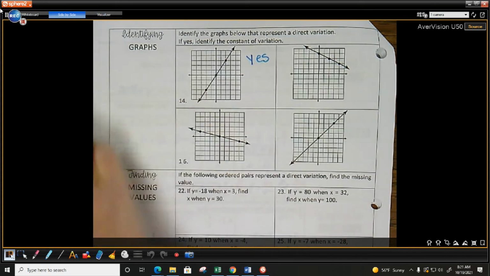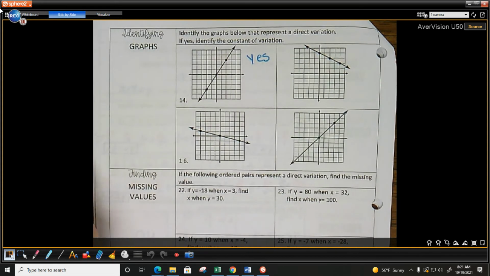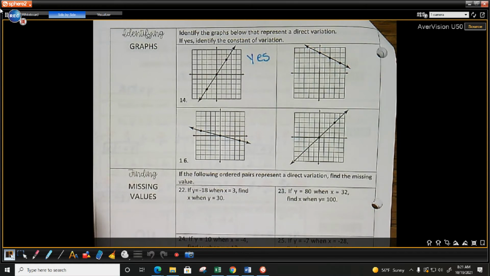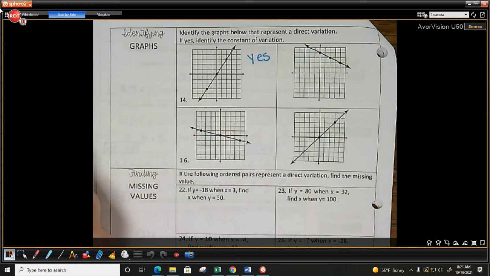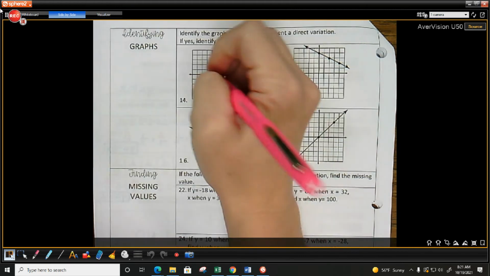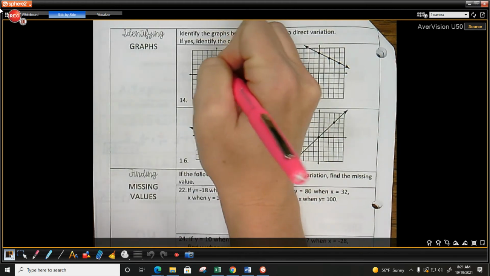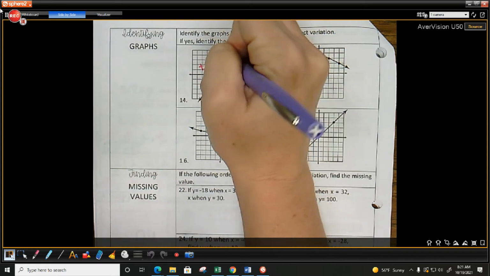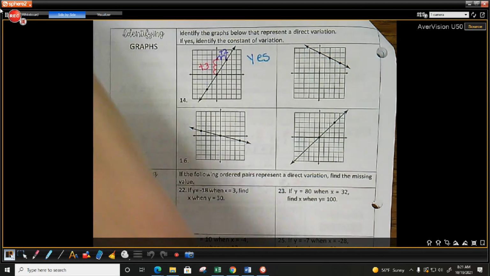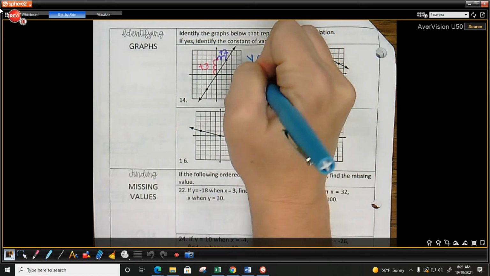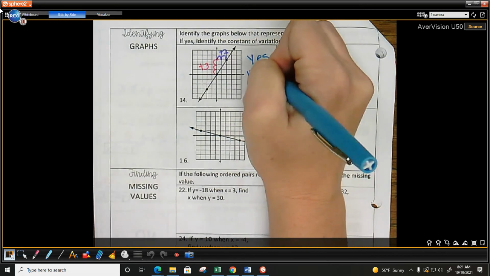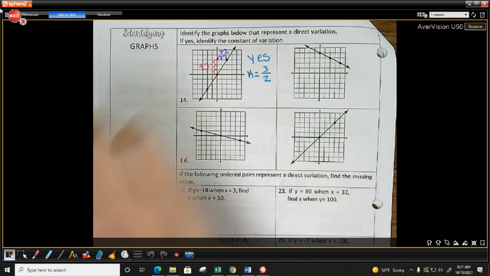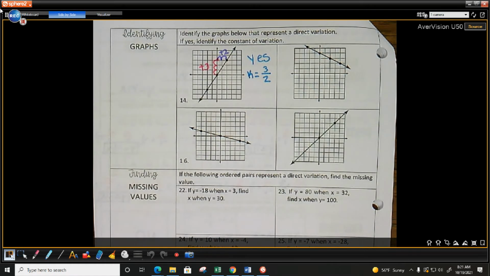Okay, now in order to find the k is just your slope, so rise over run. Okay, so how much do I rise? Up 3, very good. And how much do I run? So what's my k? Positive or negative? Positive, because my slope is positive. Good?